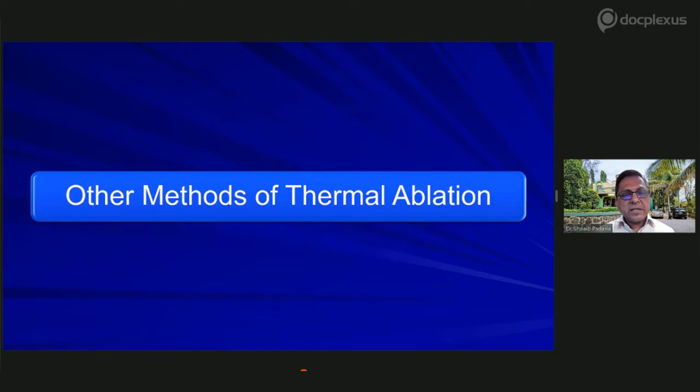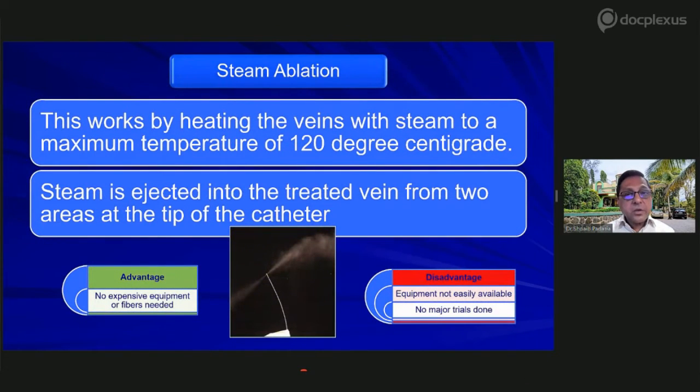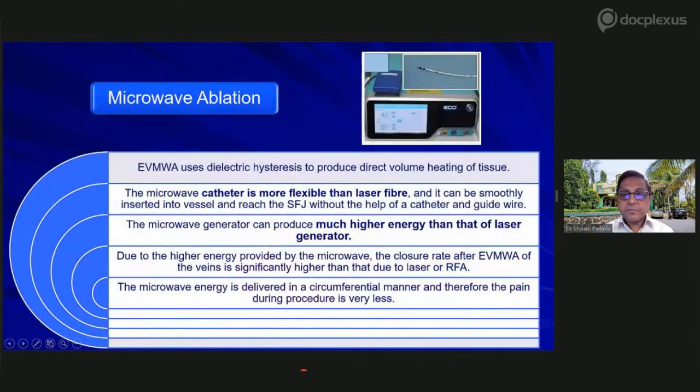I talked about laser and RFE, something called steam. How does steam work? It works by heating the veins with steam to a maximum temperature of 120 degrees centigrade. And this steam is ejected into the vein by the tip of the catheter here. The advantage is no expensive equipment or fibers are needed. All you need is generation of steam. The problem is that equipment is not easily available and no major trials have been done regarding the effectiveness.